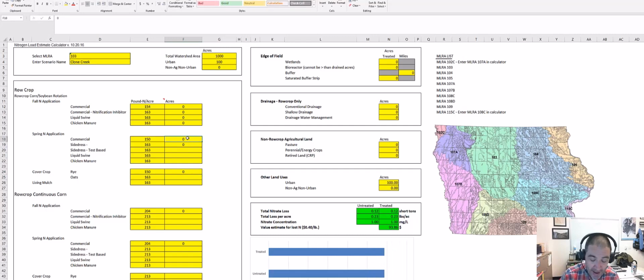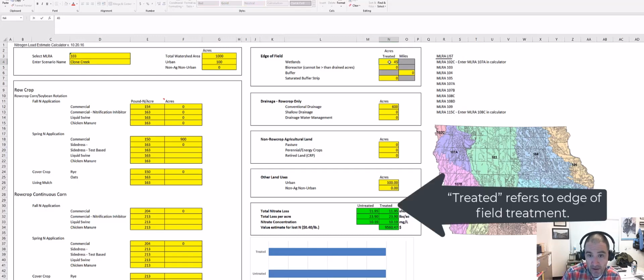Likewise, we could also look at the impacts of edge of field practices. And one thing we also need to do here is define drainage. And so maybe in this watershed, we have 600 of the 900 we estimate to be drained. So we would put that in there. On the baseline it doesn't impact our nitrate loss, but it does impact where we can implement things like bioreactors and saturated buffers in aggregate.